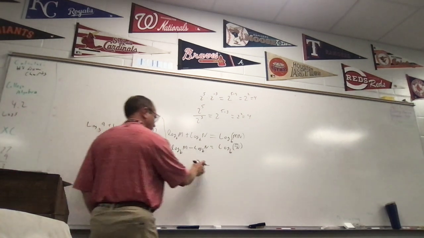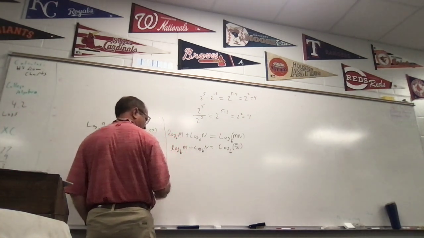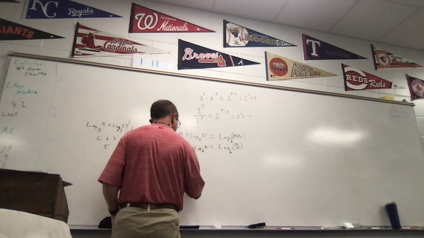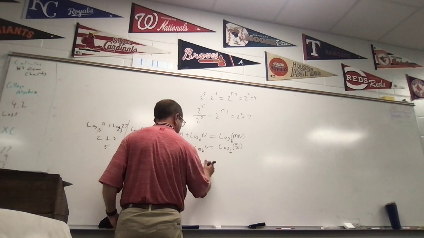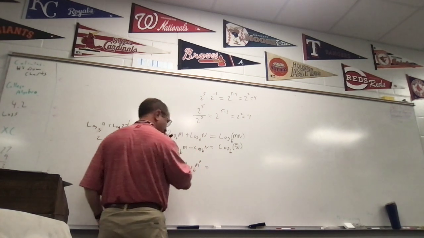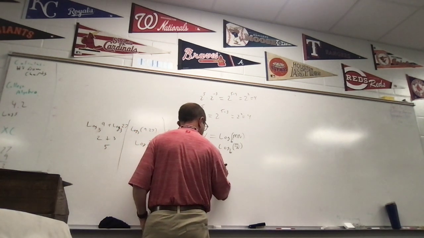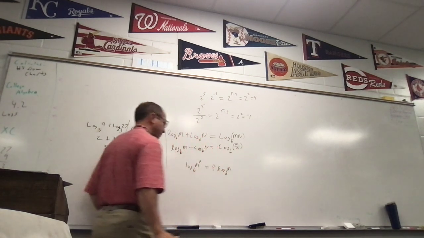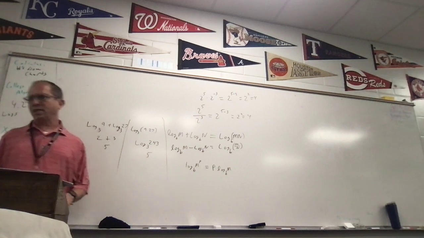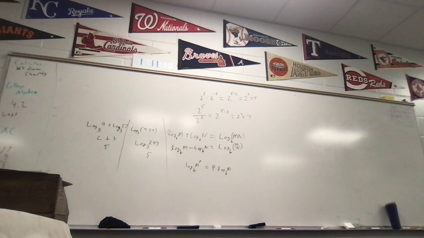There's a power rule, and the power rule is probably going to make more sense than any of them. It says the log base b of m raised to the p power is the same thing as p times the log base b of m. In other words, you take that exponent and you pull it out to the front, and that's what you get.